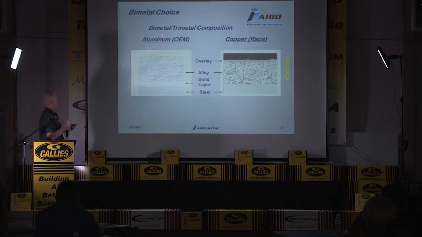Typically, a lot of OEM applications now are moving towards aluminum bimetal. Aluminum tends to be more conformable than your typical copper base or bronze base half shell bearings. The copper bimetal has a much stronger fatigue resistance, as well as the overlay that's applied allows for a little bit better debris absorption, conformability, and some different characteristics.